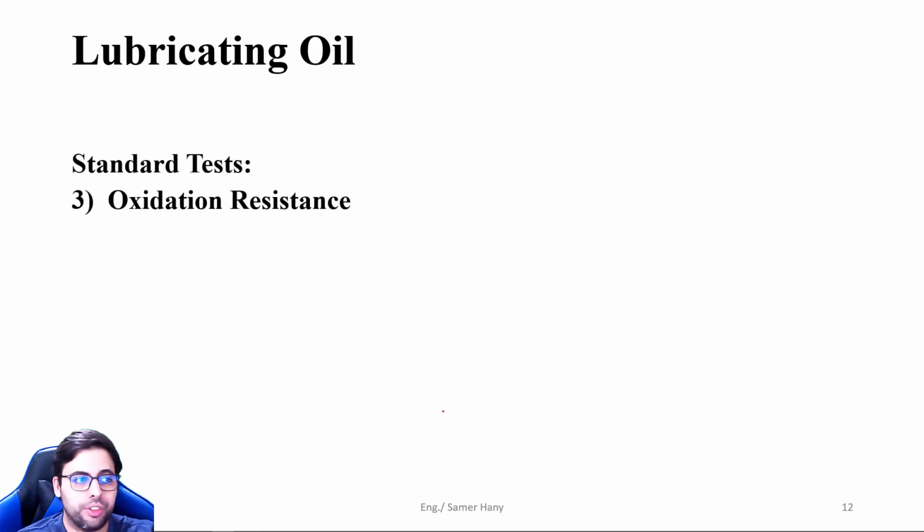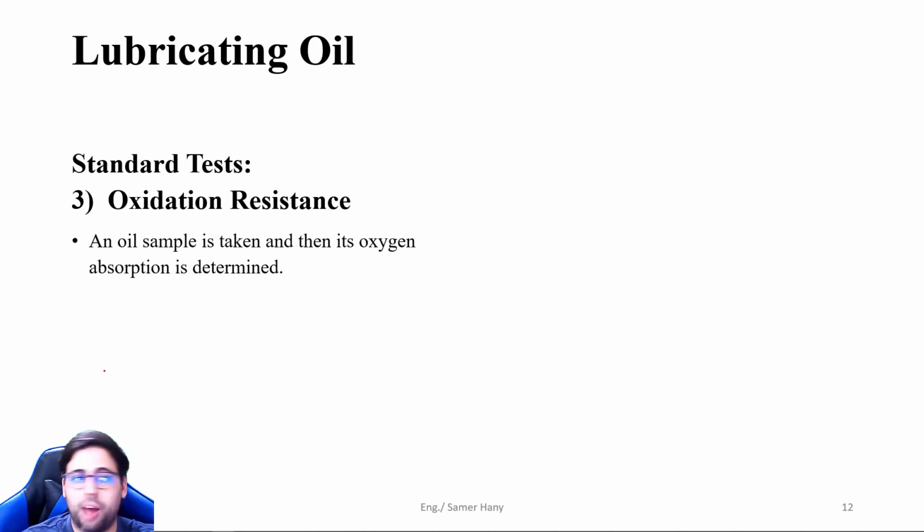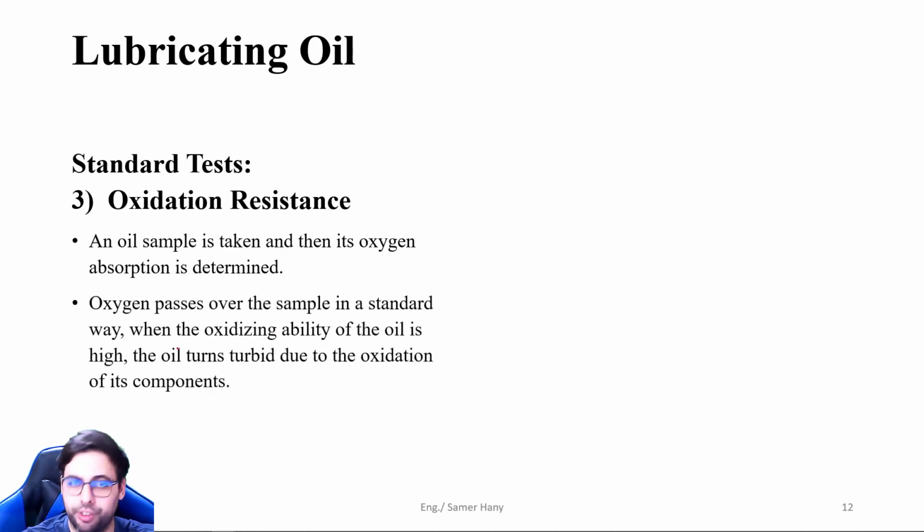Okay. The third test is the oxidation resistance. We mentioned that we don't want our oil to oxidize, and we want to slow down this reaction and reduce it as much as possible, but it will start happening eventually. We can't prevent that, but we can slow it down as much as we can. Okay, so how do we measure the oxidation resistance for an oil? We just take an oil sample and determine the oxygen absorption for that sample when we pass some oxygen over that sample, and then measure how much oxygen was absorbed into that oil sample.